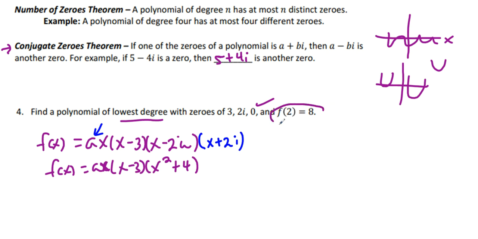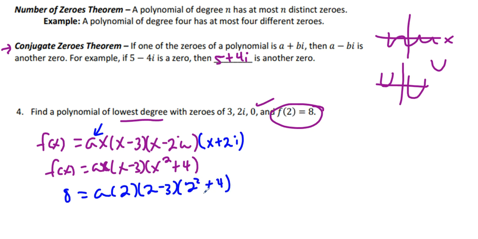Now, key information right here. f of 2 is equal to 8. I'm going to put in 2 for all my x's, put in 8 for my y. I'm going to solve for a. That's going to be a times 2, all right, that's going to be 2 minus 3, and that's going to be 2 squared plus 4. All righty. And then once I start knocking this out, I'm going to get negative 16 over here, by the way. So I'm going to have 8 is equal to, because 2 times 1, and then 8, 2 times 8 is 16. So I have 8 is equal to negative 16a. Therefore, a is equal to negative 1/2.